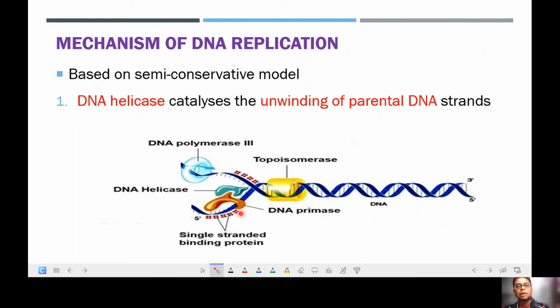For example, the DNA helicase enzyme over here will catalyze the unwinding of the parental DNA strands at this particular spot, and this will form the replication fork, in which we can see that the original parental strands are separated over here.